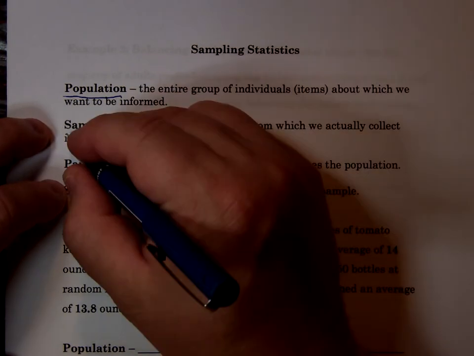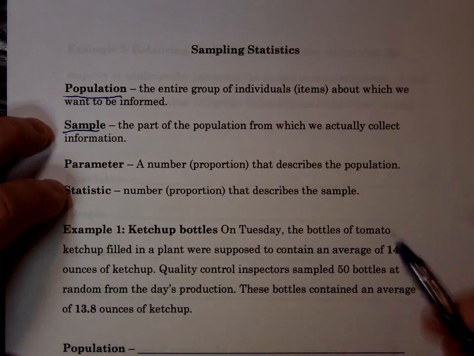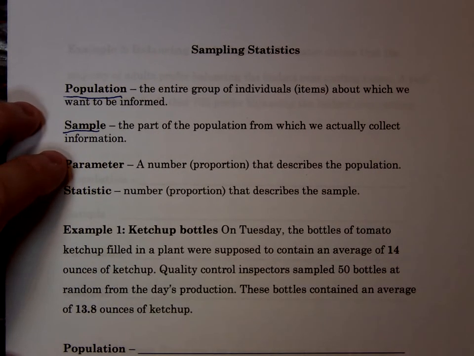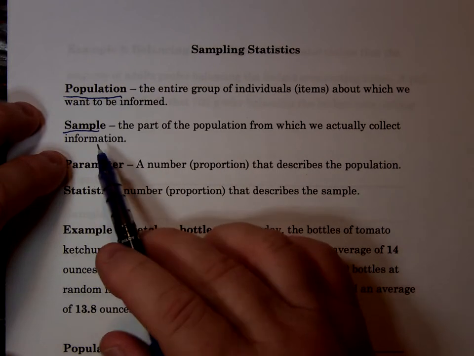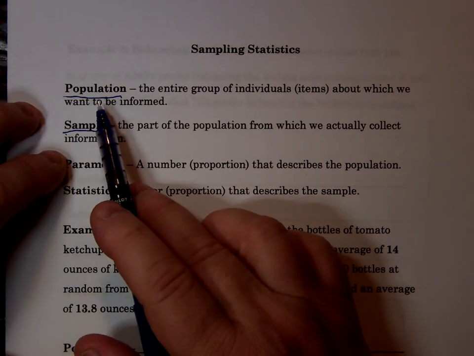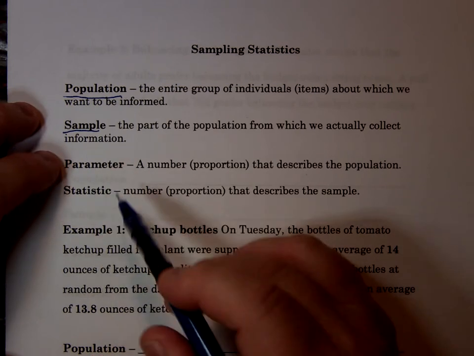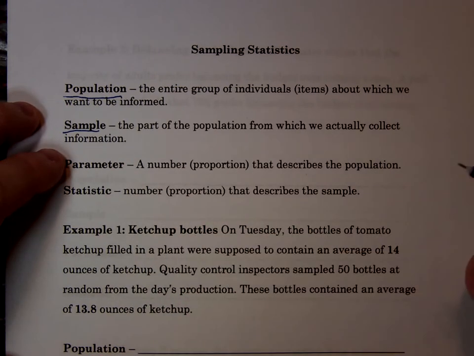And then the sample, that's the part of the population from which you actually collect the information. Your sample is usually going to be smaller than the population, and there are different ways you can get your sample. Like with the brake parts, maybe you take one brake part off the line every hour and test it. That would be your sample. You're not going to test every single brake part, or poll every single person.